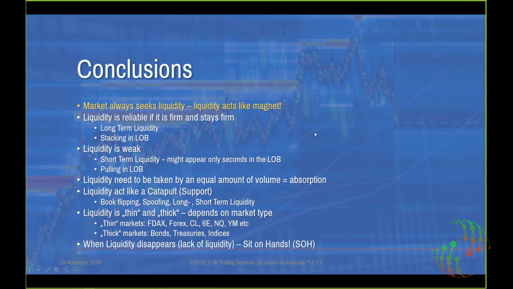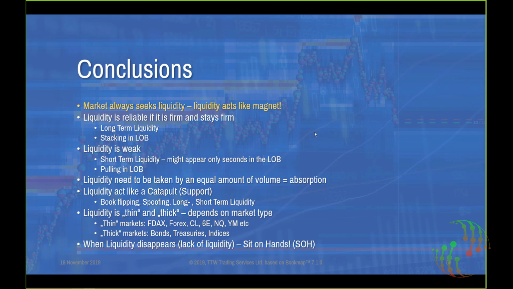I have written down some conclusions on that, and I kindly ask you to keep this always in mind when we are going through the examples. Market always seeks liquidity. Liquidity acts like a magnet. We will see enough examples, please keep this in mind. Liquidity is reliable if it is firm and stays firm. That means long-term liquidity, where you see a good number of contracts sitting. It is reliable when you see stacking in the limit order book.